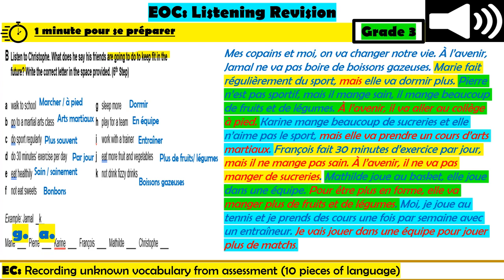Right, let's blitz these, you surely know these. Karine, c'est B. François, F. Mathilde, J. Et finalement, Christophe, il est H.